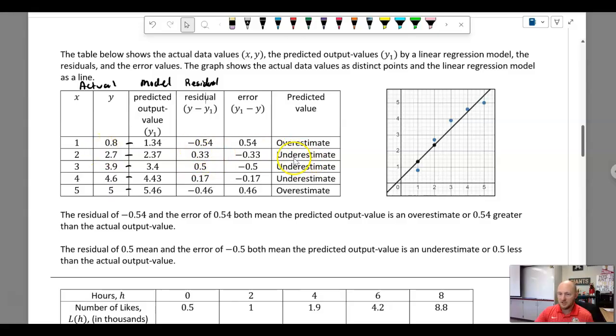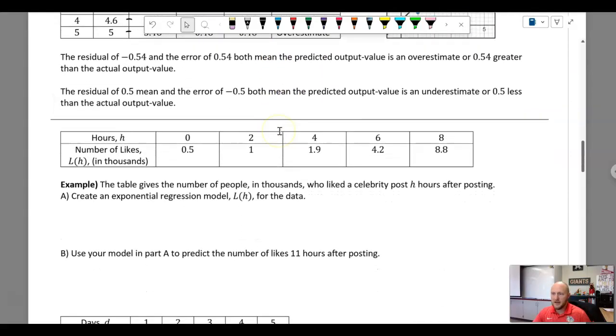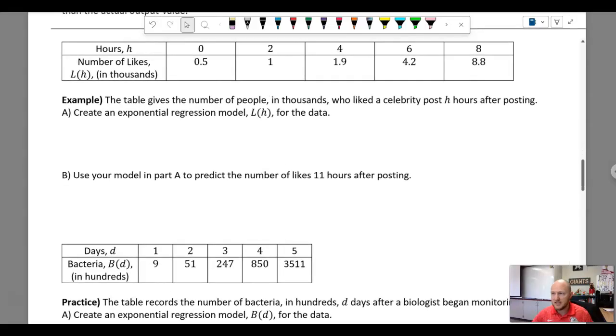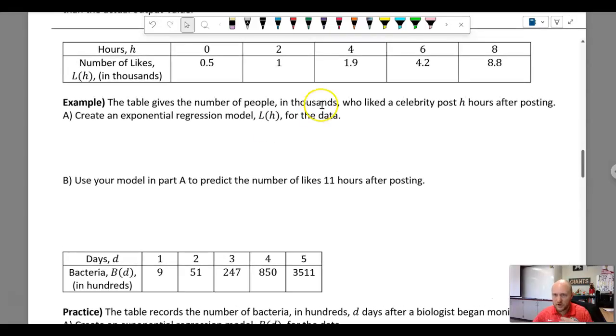Okay? So let's go ahead and look at an example. Here's example number 1. We're given a table of the number of people in thousands who liked a celebrity post H hours after posting. They say create an exponential regression model L of H for the data.